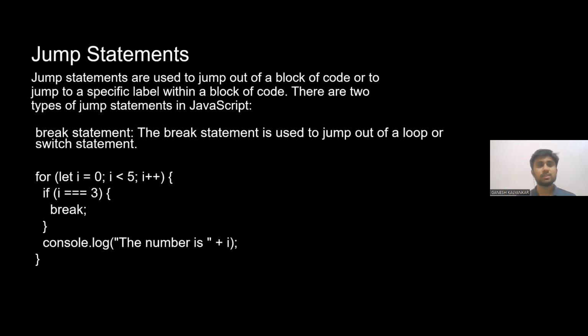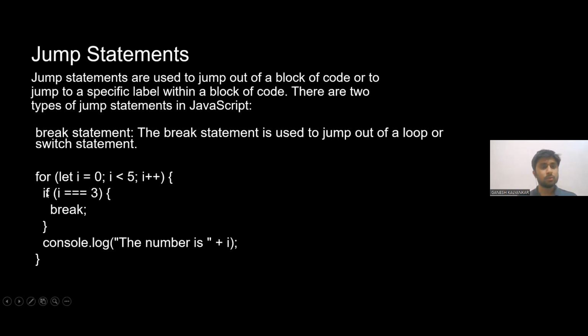The next are the jump statements. Jump statements are used to jump out of a block on specific conditions. There are two types of jump statements, break and continue. Break is used to break out of the loop, while continue is used to skip the current iteration and go to the next iteration.